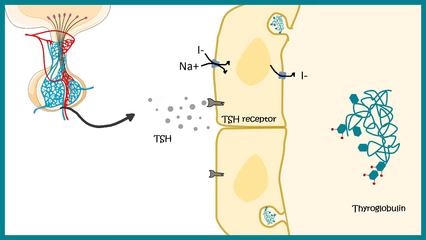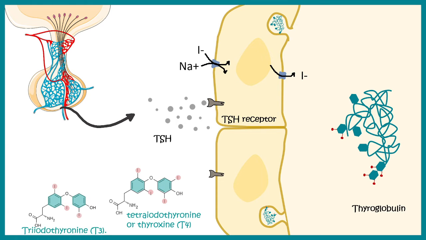Now inside the thyroid follicular cell there are several enzymes which we are totally skipping, but anyway these enzymes process these thyroglobulin to ultimately produce tetraiodothyronine, or known as thyroxine, which is T4 hormone, and triiodothyronine or T3 hormone. So these are the two major thyroid hormones, right?